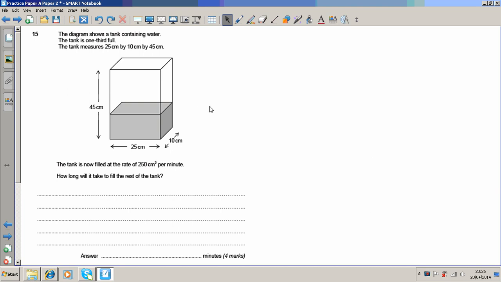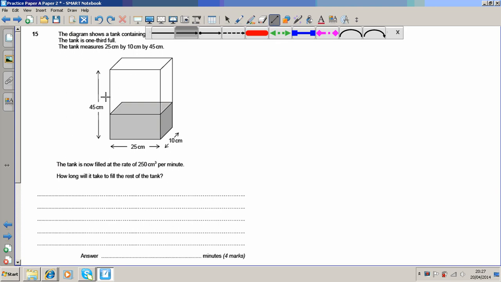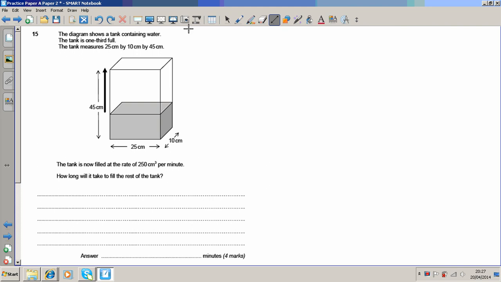So 15, the diagram shows a tank containing water. The tank is 1/3 full. The tank measures 25 by 10 by 45. The tank is now filled at a rate of 250 per minute. How long will it take to fill the rest of the tank? Okay, so because it's 1/3 full, the first thing we really need to do is work out the length from, I'll do it over here, from there to there. That length there.